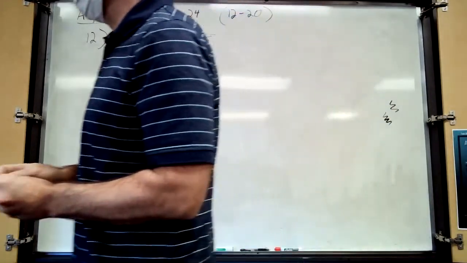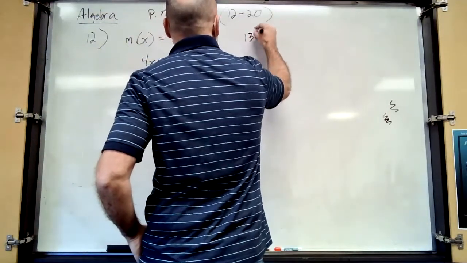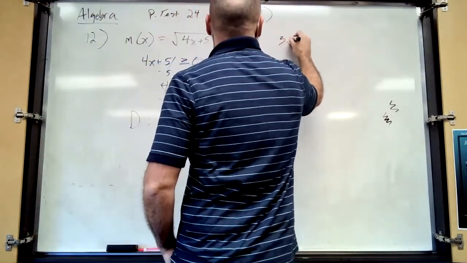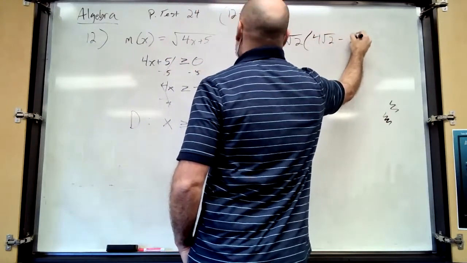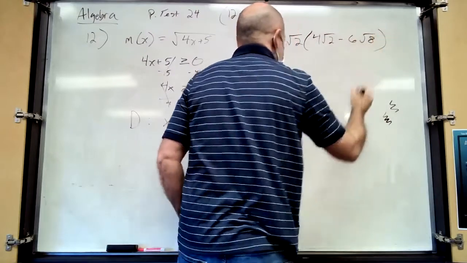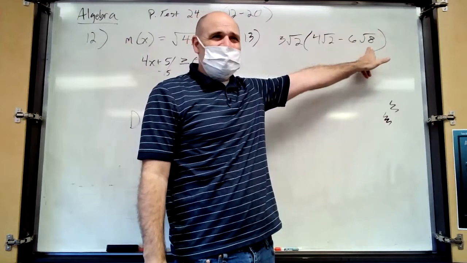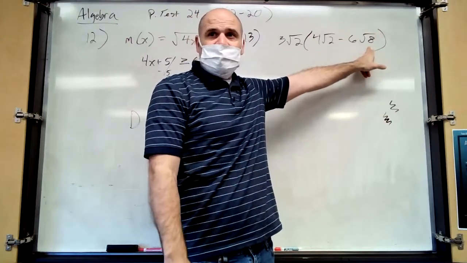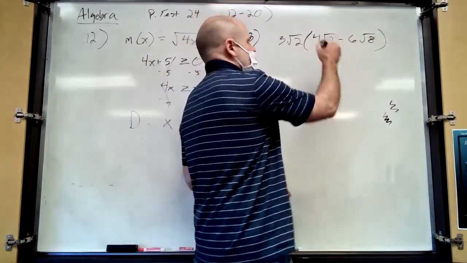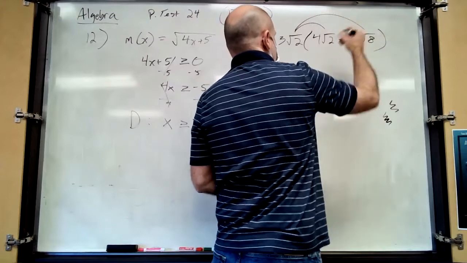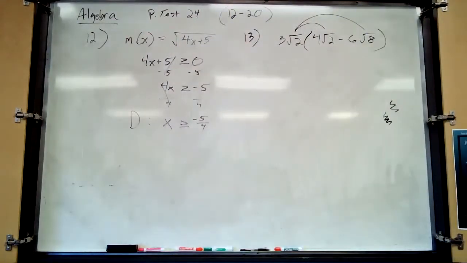All right, number 13, simplify. So we're just gonna distribute across here: 3 radical 2 times 4 radical 2 minus 6 radical 8. Now, technically we could simplify that radical first because there's a 4 hiding in there, right? Or we could just multiply across and then see what we need to simplify. I think we'll find that it'll be easier if we do it this way.